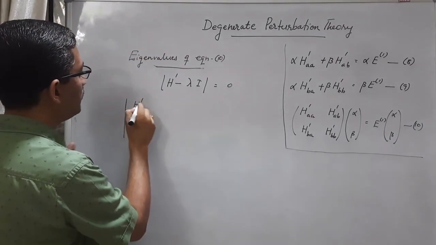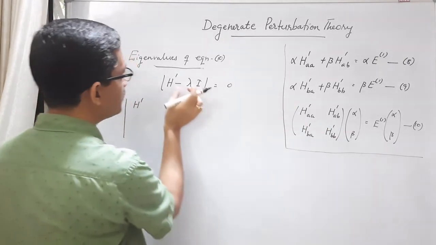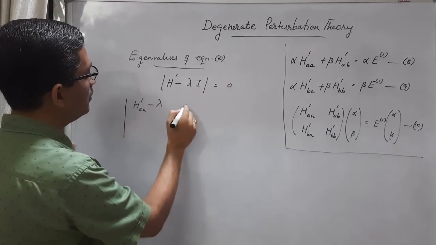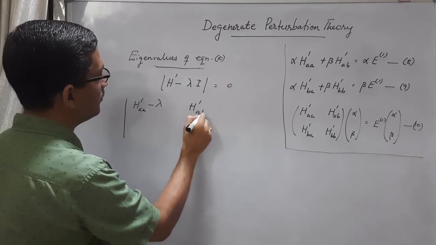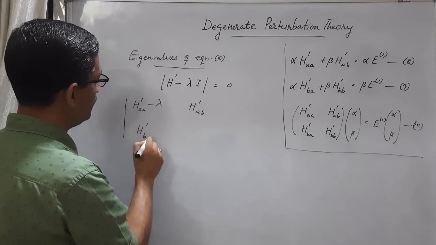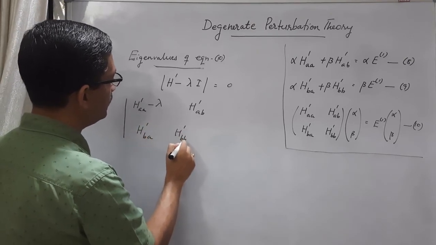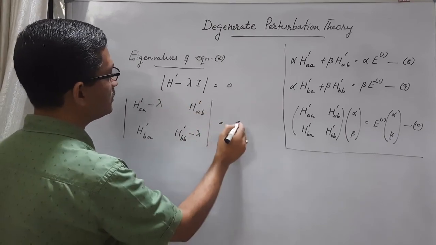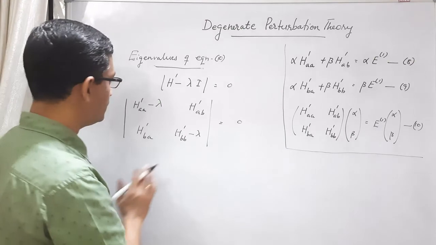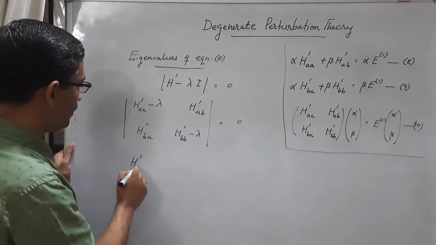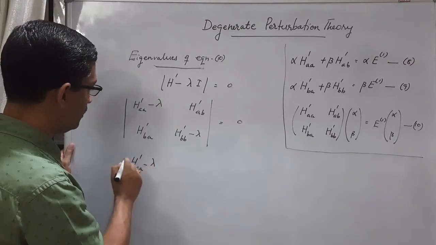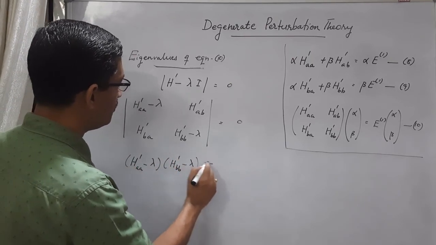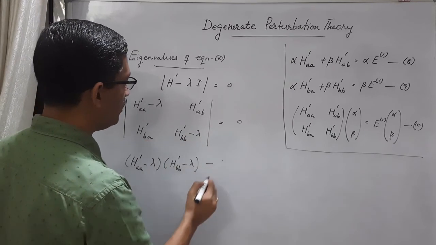The diagonal elements will have this minus lambda term. So H prime AA minus lambda, this will be H prime AB, H prime BA, and here you have H prime BB minus lambda. If we take this determinant, it is equal to 0. Let us evaluate this determinant. So we have H prime AA minus lambda, H prime BB minus lambda, minus these two terms.